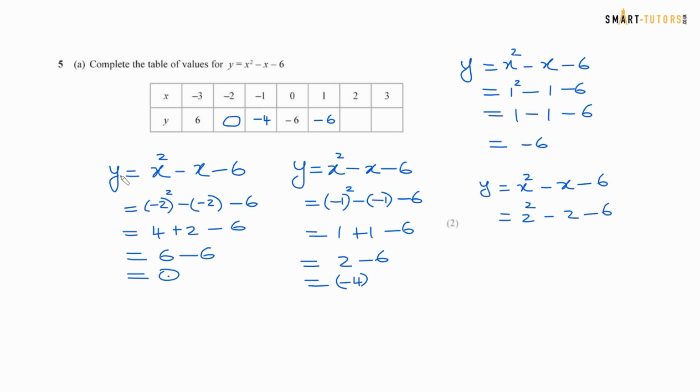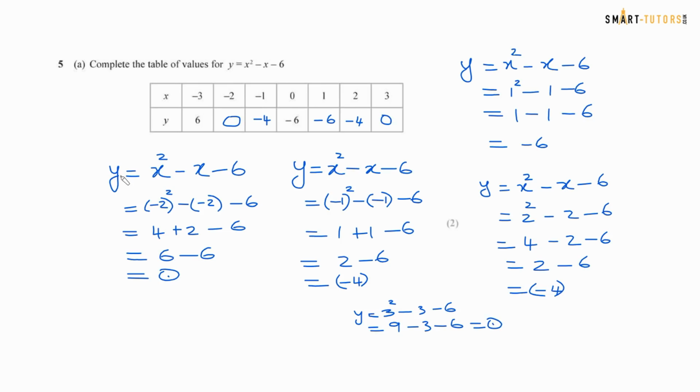Next one, y equals x squared minus x minus 6. So 2 squared minus 2 minus 6. So 4 minus 2 minus 6. 4 minus 2 is 2, minus 6 is minus 4. So this is minus 4. And finally 3. So 3 squared minus 3 minus 6. So that is going to be 9 minus 3 is 6, minus 6 is 0.